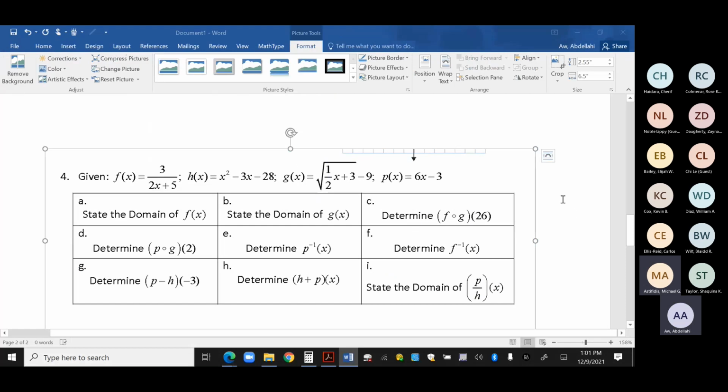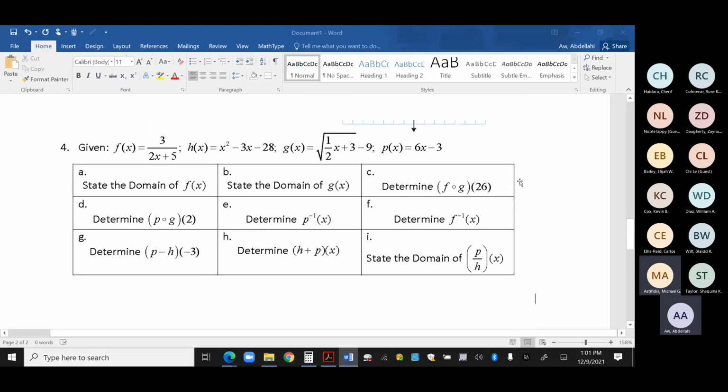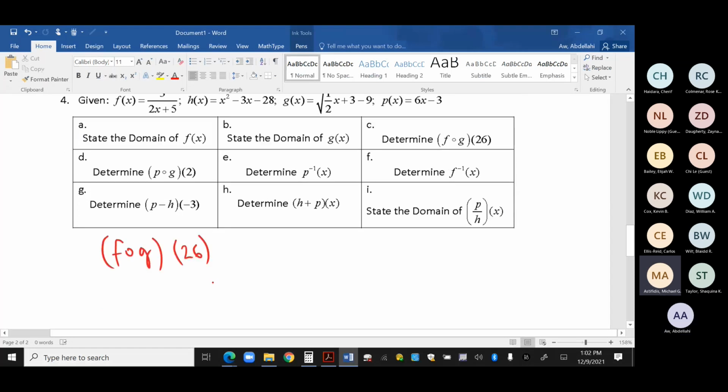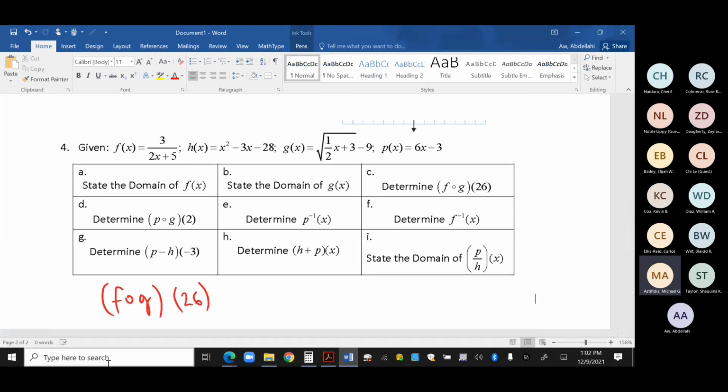So let's say for instance, what is F circle G of 26? Okay, what is F circle G of 26? Do you guys remember what to do first? What you do first? Write the f of x. Plug in 26. You're going to plug in 26 in what function? In G of x. In G of x.